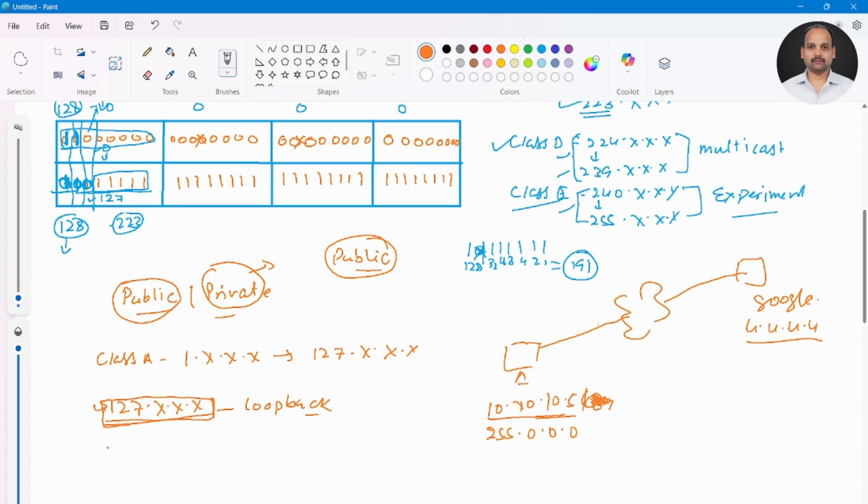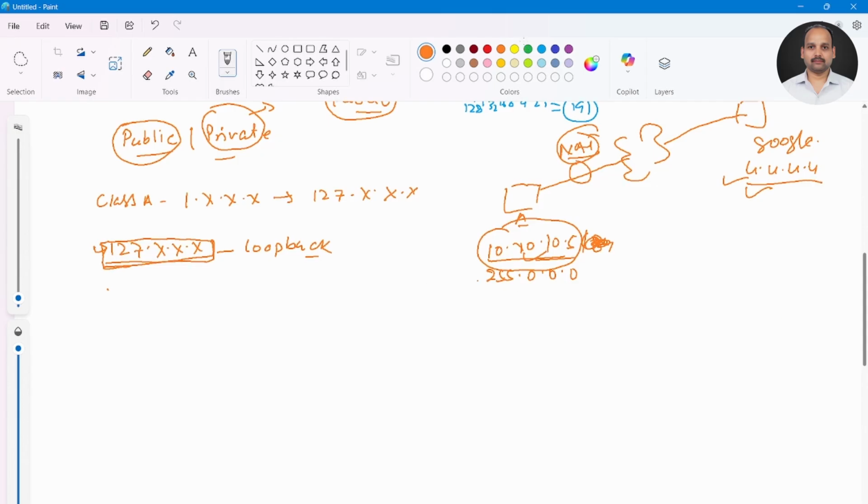So there is one concept that is called NAT. We'll discuss network address translation later, how they translate your private address to a public address. But ideally in this scenario, your system will not be able to communicate with this network, because this is a private range and this is public. So there will be one translator, that's called NAT.